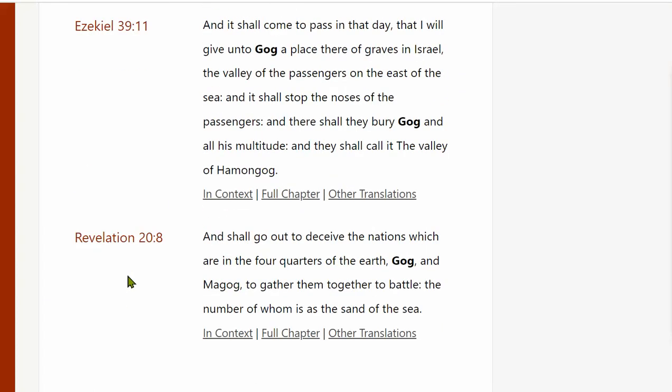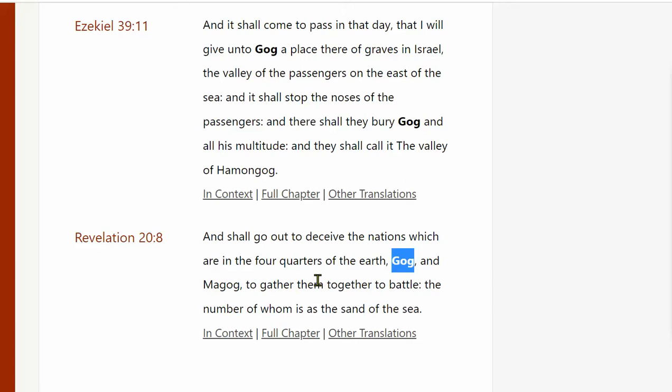Right. So let's hit first Revelation 20 verse 8, which says, and shall go out to deceive the nations which are in the four quarters of the earth, Gog and Magog, to gather them together to the battle, the number of whom is as the sand of the sea. So here Revelation is just mentioning Gog, which we just searched, and Magog, to gather them together.